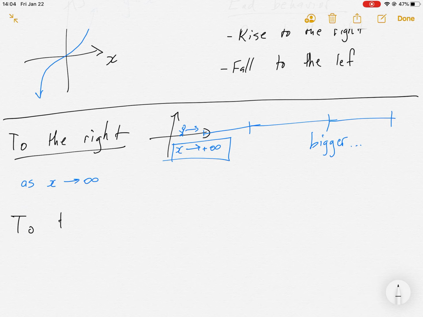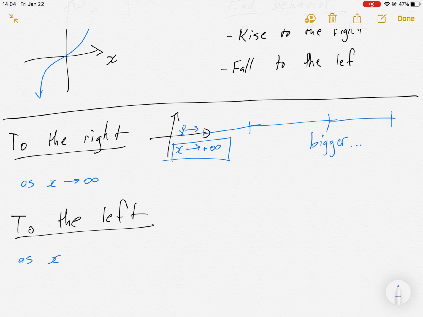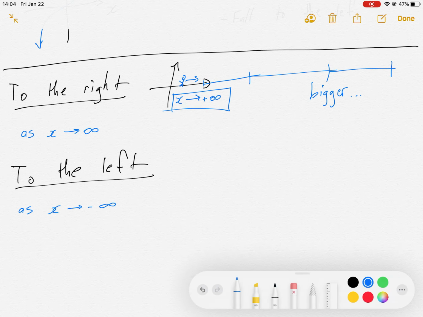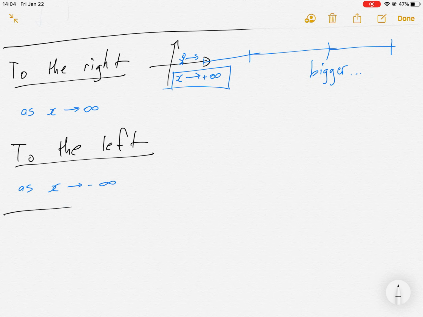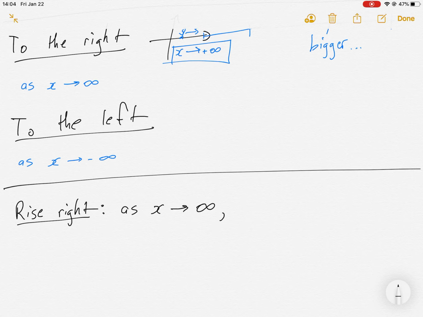Now, if we go to the left, it's very similar, except now we're getting to very large negative numbers. So we would say as x goes to negative infinity. This is the notation we're going to start using. Let's go back to our original examples. If I were to say rise right, this really means as x gets to really, really large numbers on the right, y is going to keep rising as well. So y is also going to get to really, really large numbers.